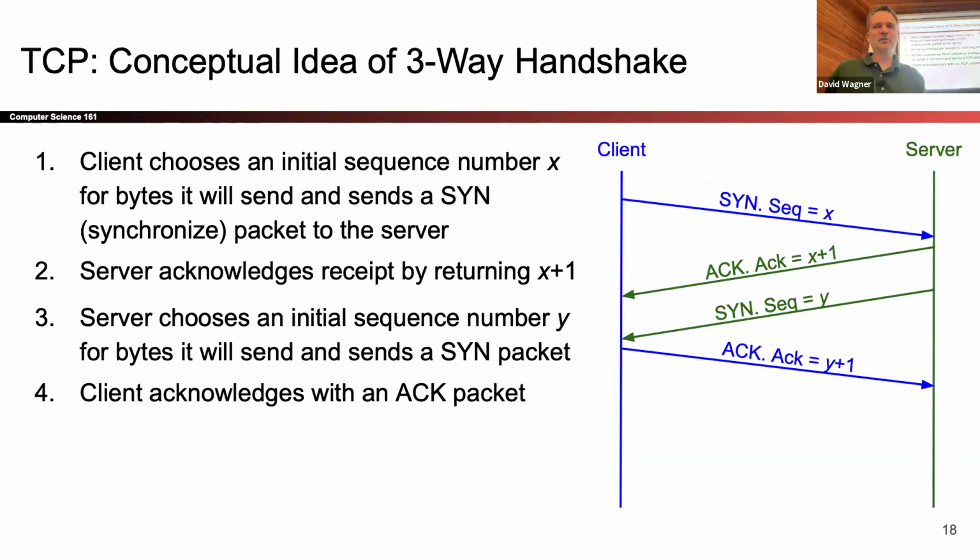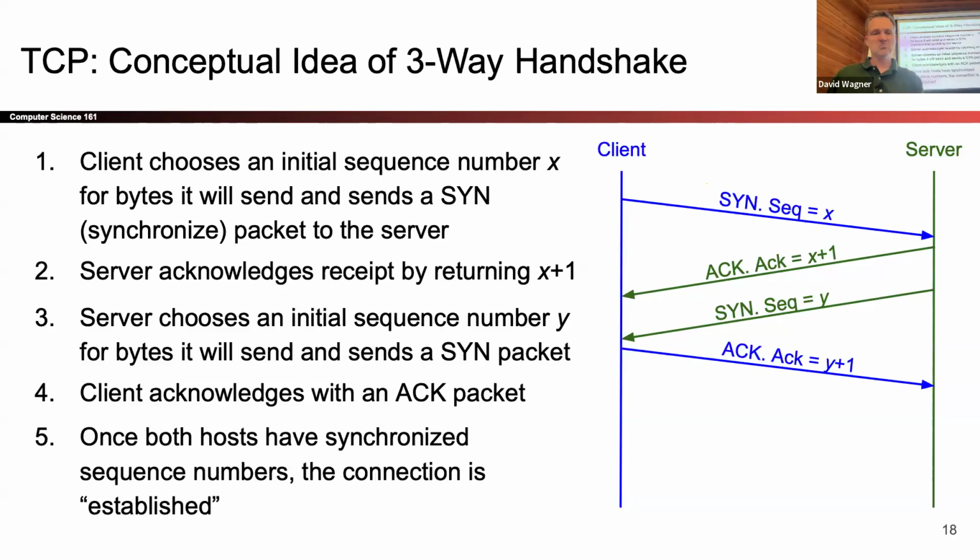And then once this has been done, both sides know the initial sequence numbers for both directions of the connection. They're now synchronized and the connection is established and they can now send data. All the setup is finished. And so they can send data using these sequence numbers. Okay? So that's conceptually the idea of how this setup works. Anytime you start a new TCP connection, you do this setup.